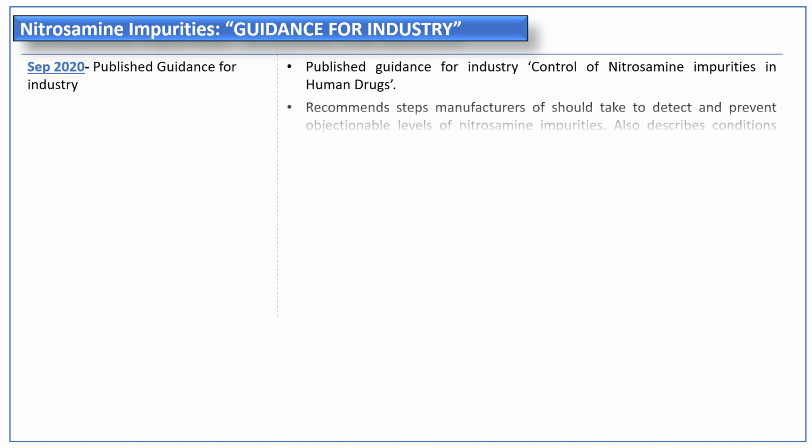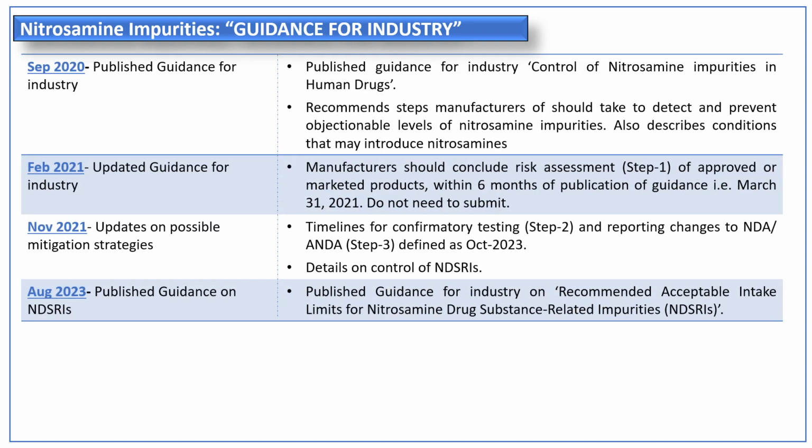Specifically for the guidance to industries and the publications. The first guidance for industry on nitrosamine impurities was published in September 2020, named Control of Nitrosamine Impurities in Human Drugs, and it recommended a three-step process for the manufacturers to take to detect and prevent objectionable levels of nitrosamines, right?